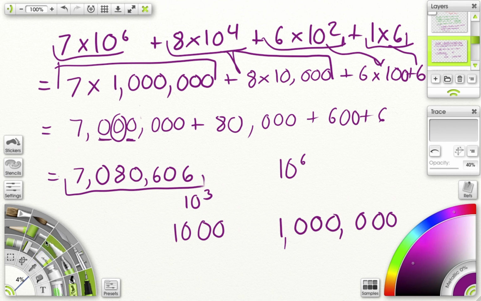So there you have it. That's what you guys are going to be doing today. It's going to be expanded notation. You're basically just going to be writing in the final answer, the final number for it.